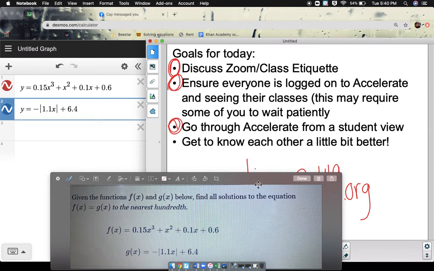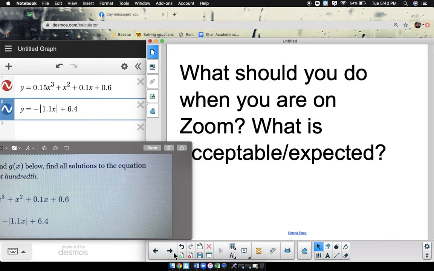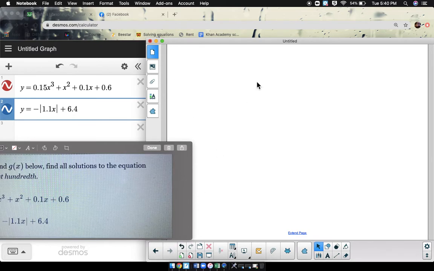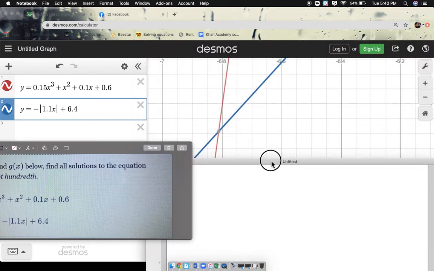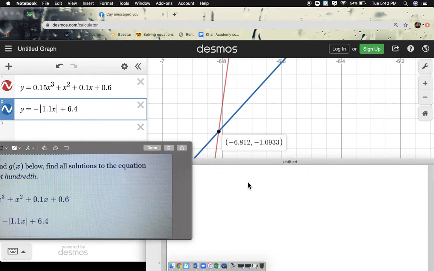Sorry, I'm going to be using something that I used earlier in the day. Go ahead and delete some of that off of there. All right, so our first solution, make sure we get this written down correctly, is negative 6.812 and negative 1.0933.